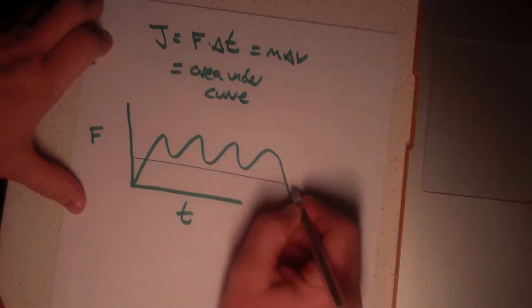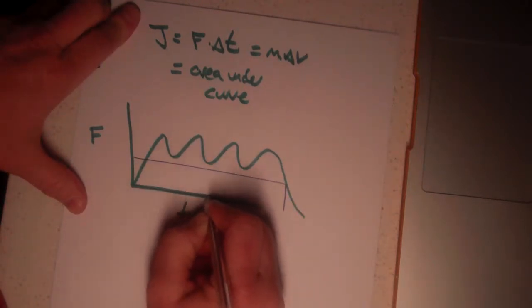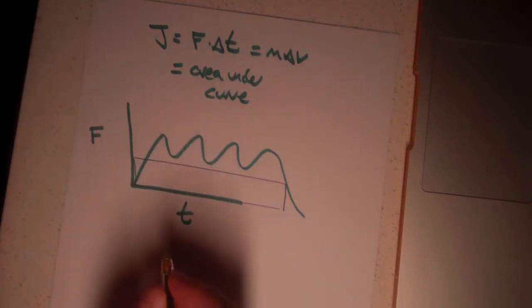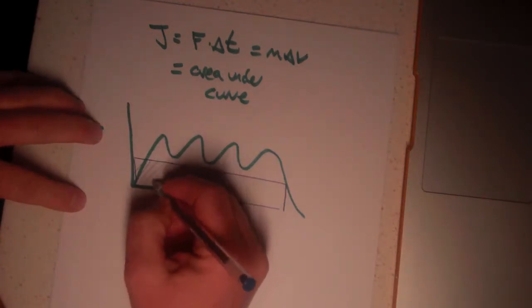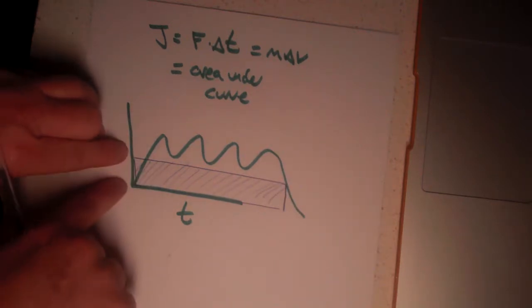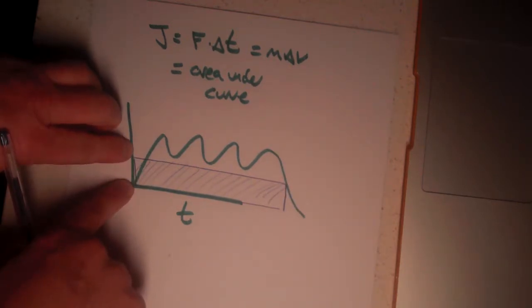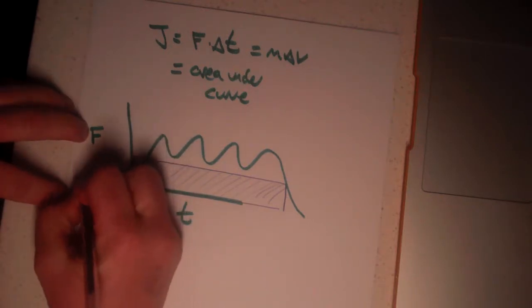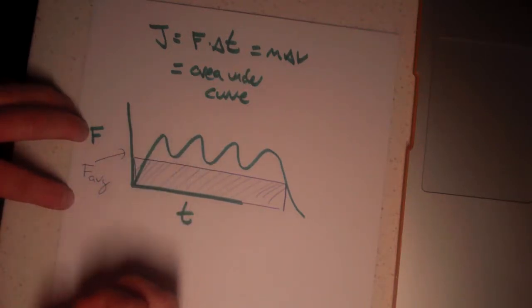If the force looked like this, it would be super easy to look at. All right, because you'd be like, oh, sweet. It's just a rectangle, length times width. But we don't know what the value would be here. By definition, this is the average force.